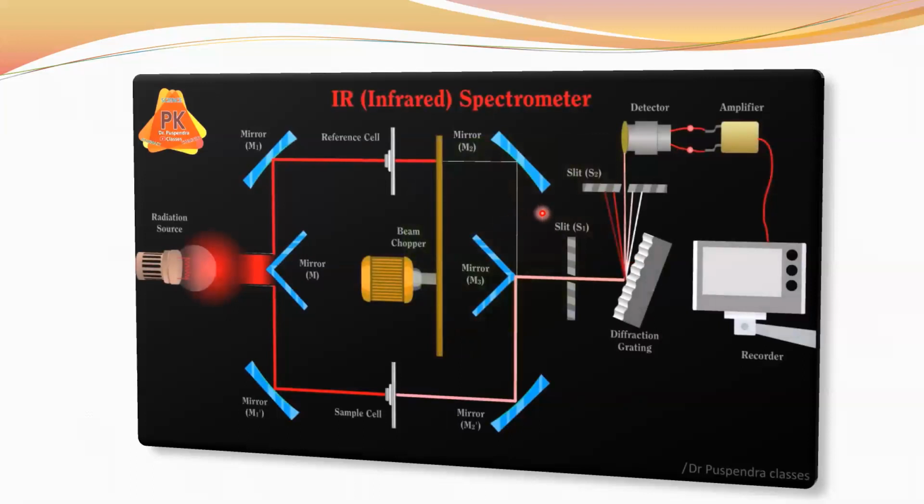The detector identifies, measures the intensities and compares them. Then if it is unequal, it sends a signal to the amplifier, then it must go to the recorder. The amplified signal goes to the recorder. The recorder records this spectra.